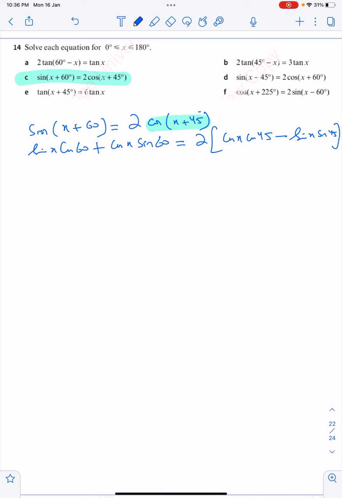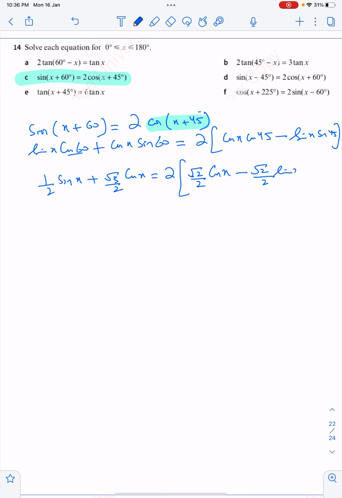Let's simplify. Cos of 60 is half, so half sin of x plus sin of 60 is root 3 upon 2 cos of x equals 2 times, cos of 45 is root 2 upon 2 cos of x minus sin of 45 is root 2 upon 2 sin of x. Okay, let's put all, this 2 is going to cancel out these 2. So all sin x on one side, half sin x plus root 2 sin of x equals root 2 cos of x minus root 3 upon 2 cos of x.